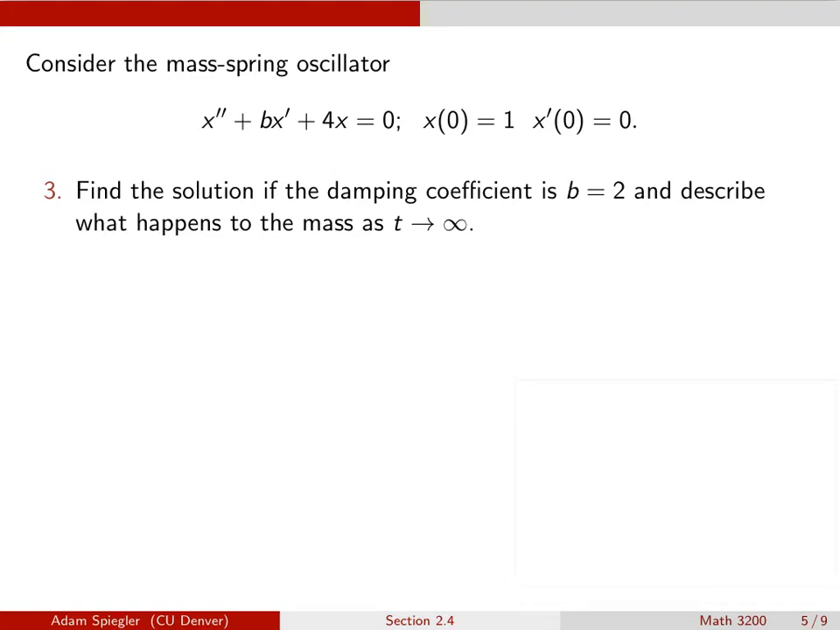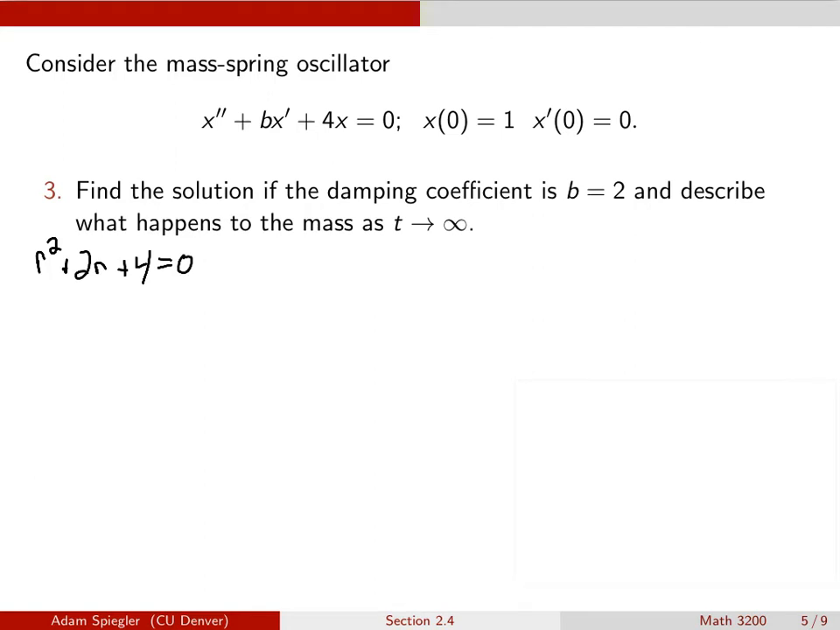So now let's decrease B even more, and now let's set it at 2. And let's see what the solution is going to be and how that solution is going to behave. So our characteristic equation is r squared plus 2r plus 4 is equal to 0. So this does not factor very cleanly.